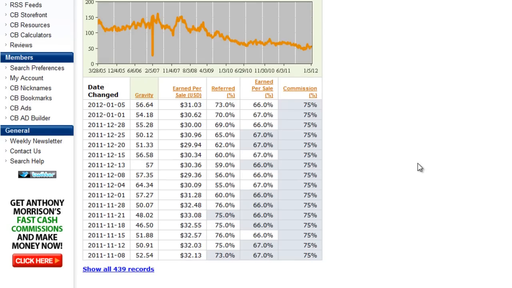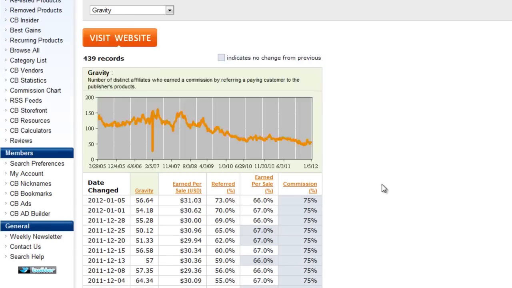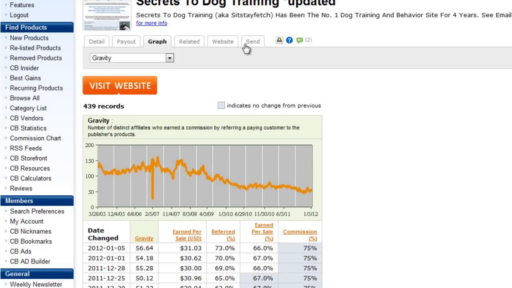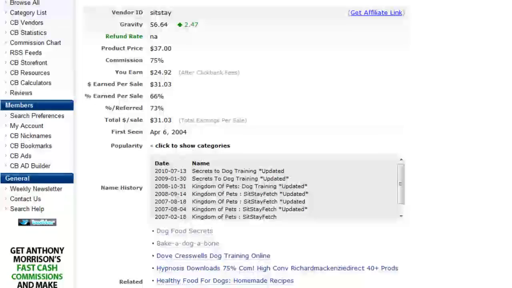And then on the pro account, you actually get all this extra information down here. You don't get that with the free account, and you can see the exact stats of how much money the affiliates were earning, what the gravity was each month, etc. And they've got a load of other features as well. But you can see how quick and easy this is to find products, and they have related products underneath.